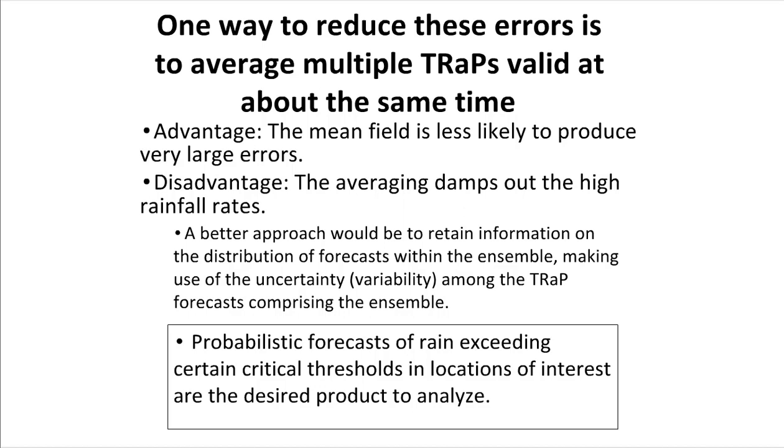A better approach would be to retain information on the distribution of forecasts within the ensemble, making use of uncertainty or variability among the TRAP forecasts comprising the ensemble. Probabilistic forecasts of rain exceeding certain critical thresholds in locations of interest are the desired product to analyze.